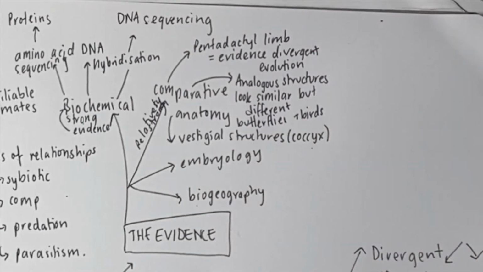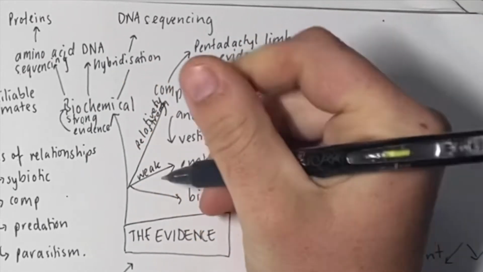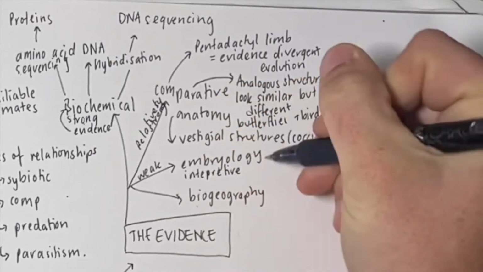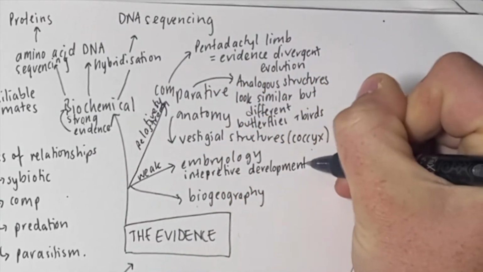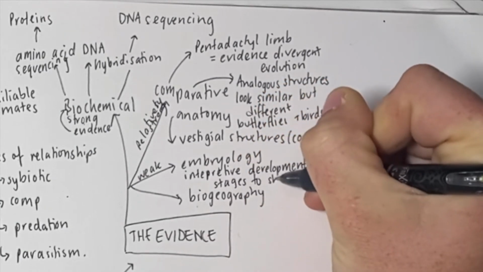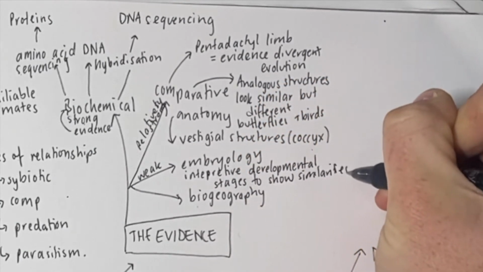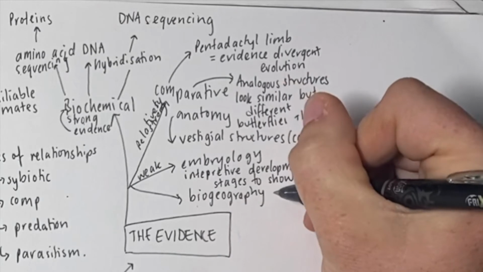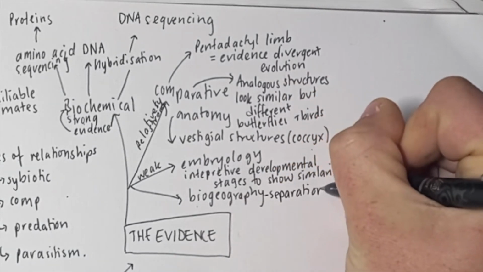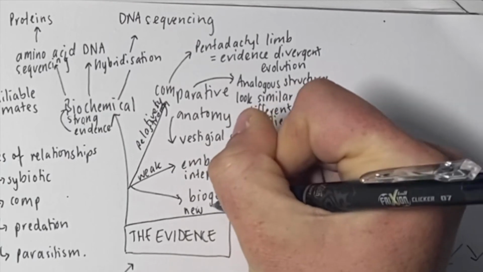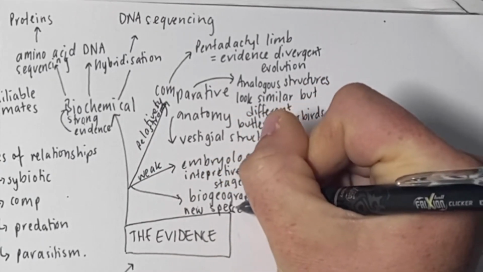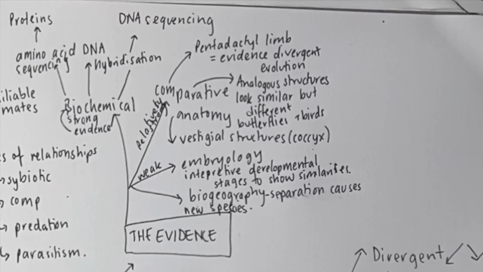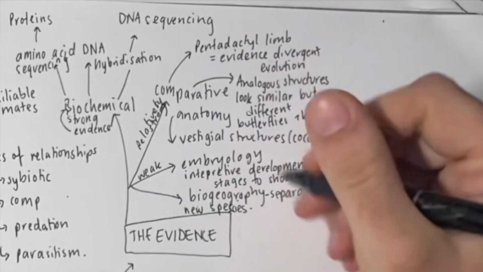The next piece of evidence is relatively weak, and that's embryology. It was developed in the 1800s, and it was based on a series of interpretive diagrams of the developmental stages of different species to show similarities. The next piece of evidence that we looked at was biogeography, which looks at how separations between different countries and migration patterns result in new species. For example, Australia and New Zealand share similar species compared to those in the northern hemisphere.